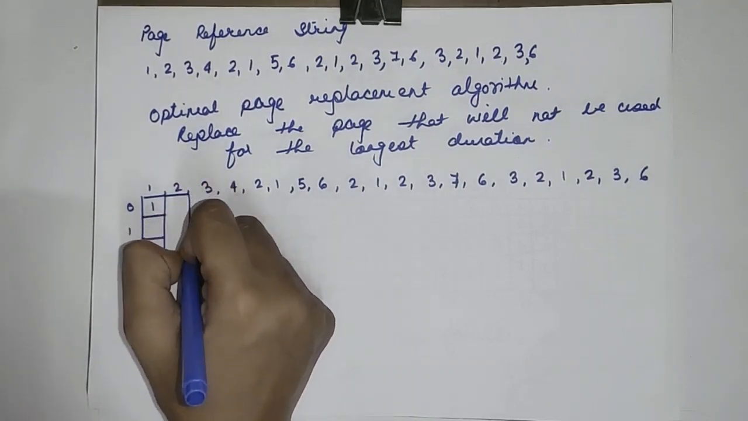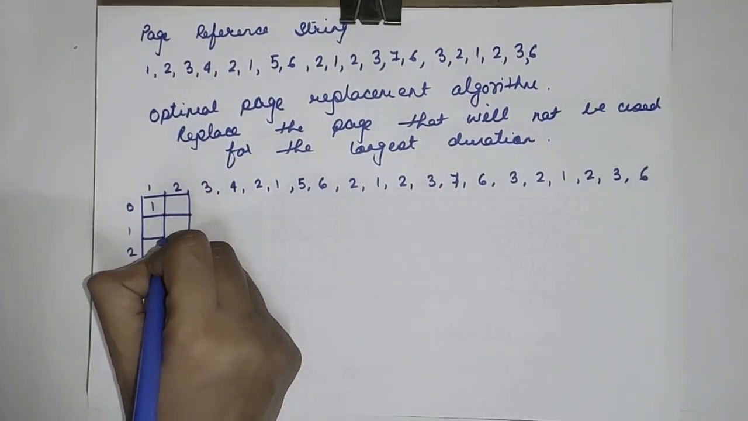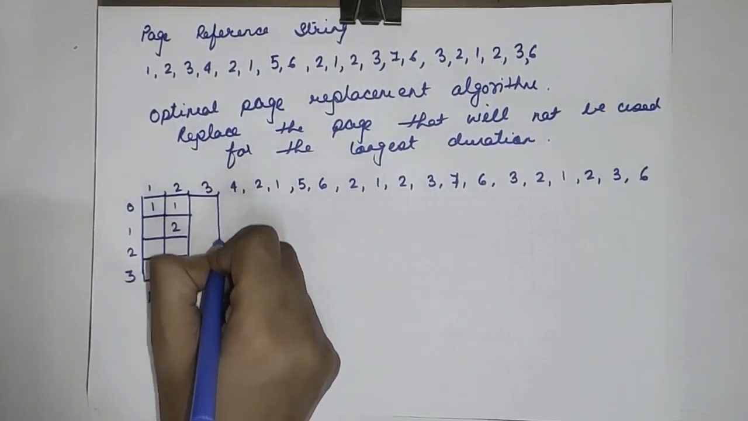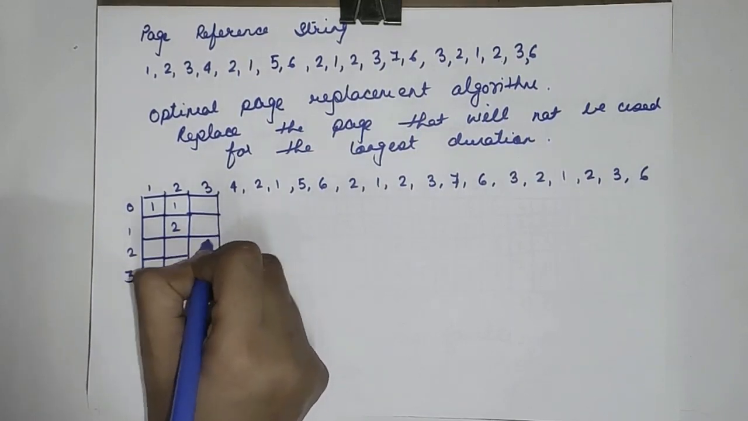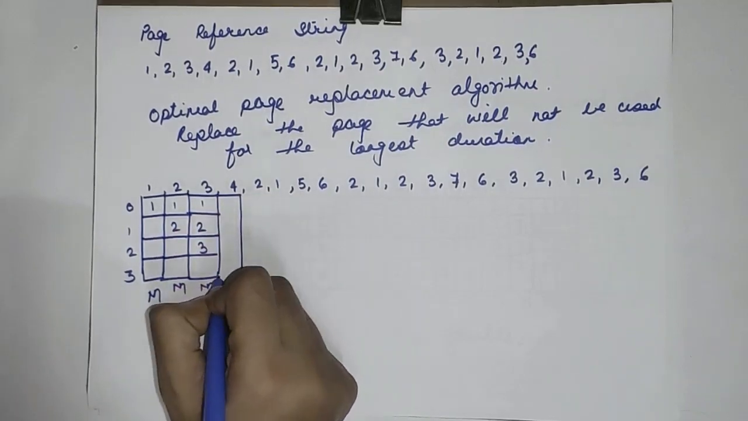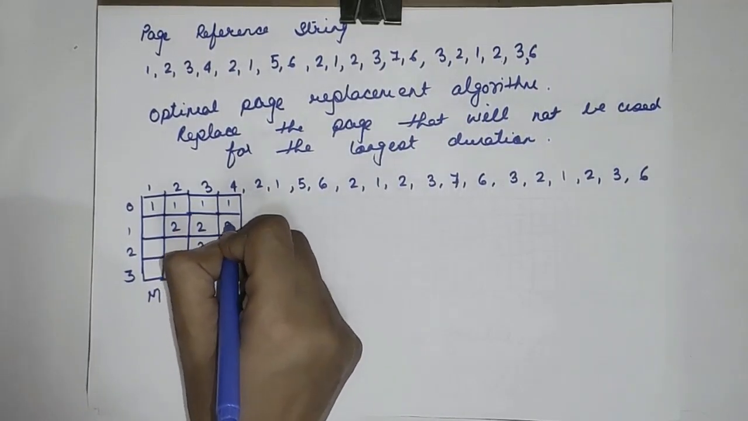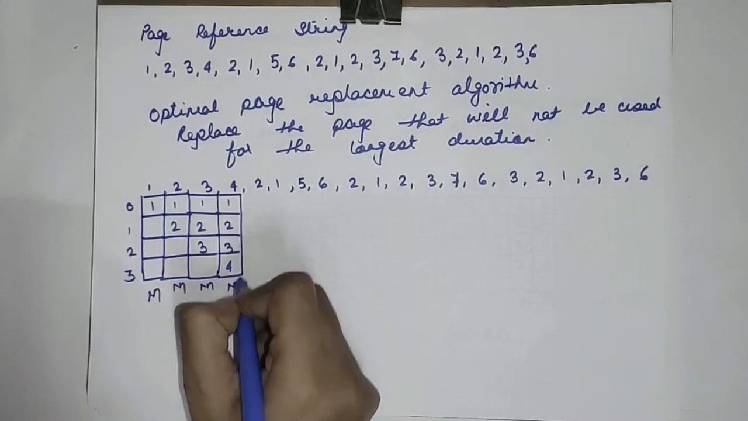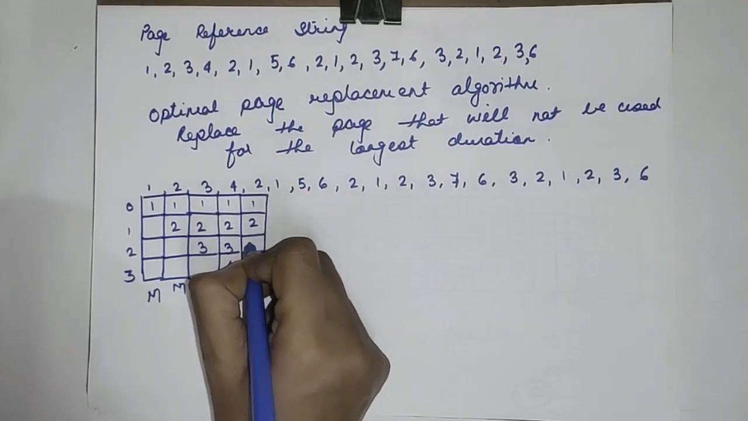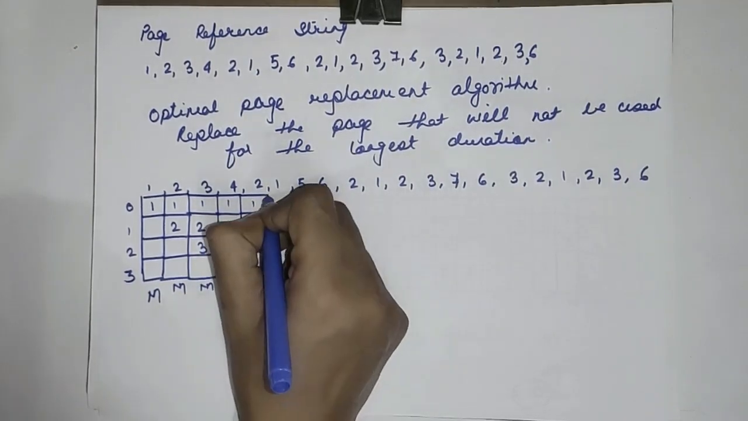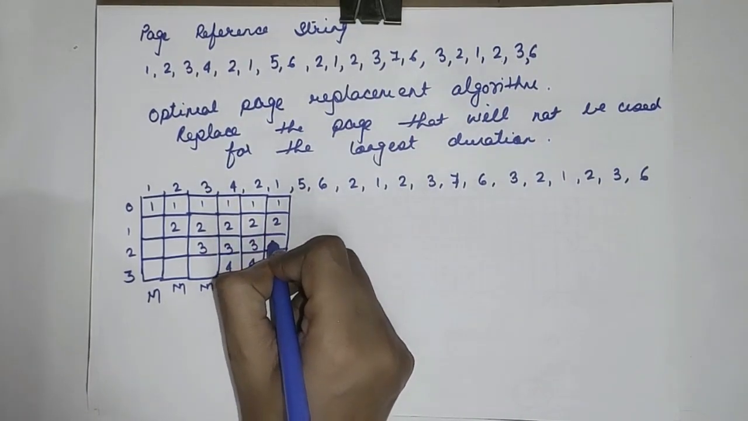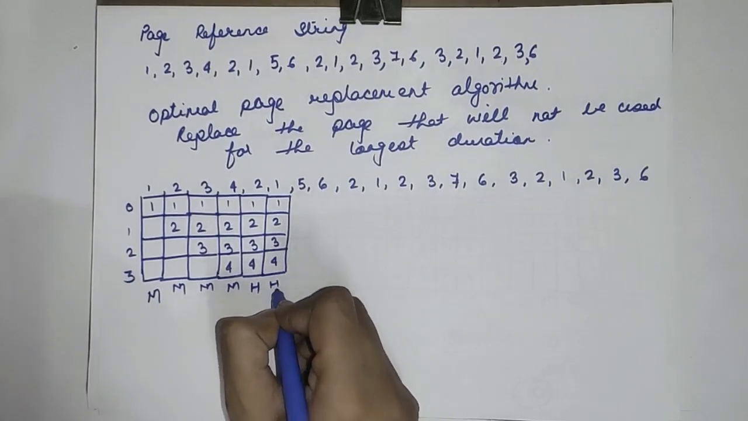Then you need 2, so you insert 2. There is a page miss again. Then you have 3, so you insert 3, miss again, then 4: 1, 2, 3 and 4, miss again. Then you have 2 which is already present, so 1, 2, 3 and 4. You got a page hit. Then you have 1 which is already present. So 1, 2, 3 and 4. You got a page hit.